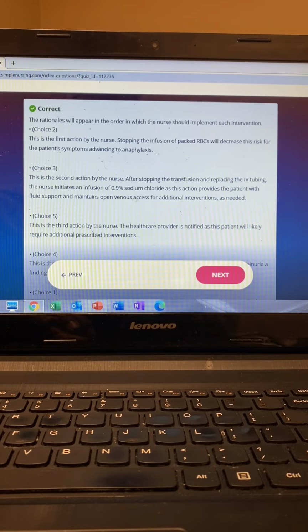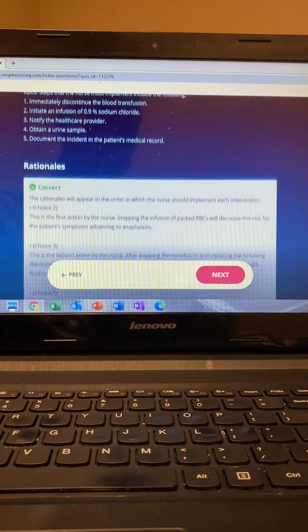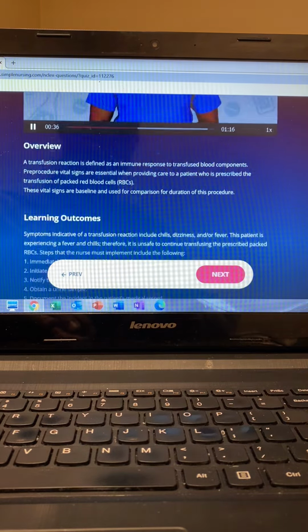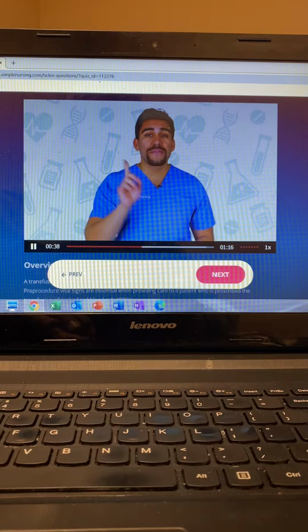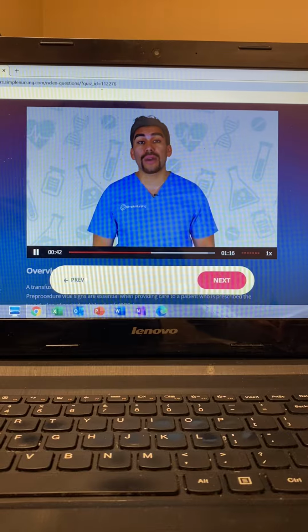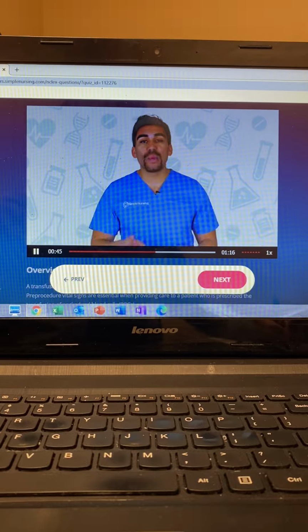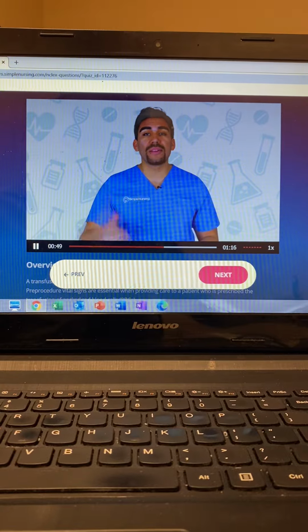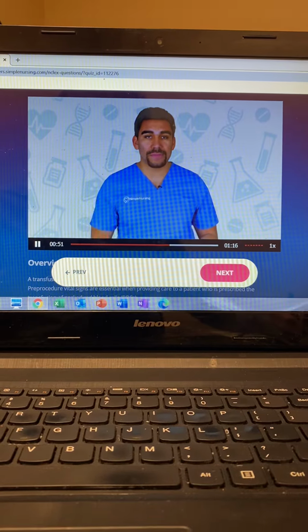So our solution is always, during a reaction, we stop what's infusing into the patient to stop the problem here. So, our options here. First, we always discontinue the blood right now that's causing the problem. Second, we dilute the body. We start that normal saline and keep the veins open, and we're just flushing that blood.